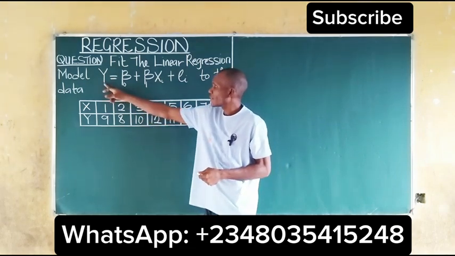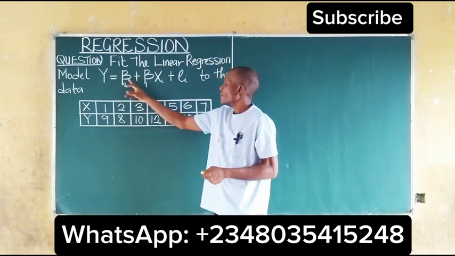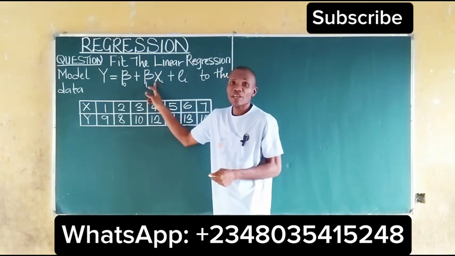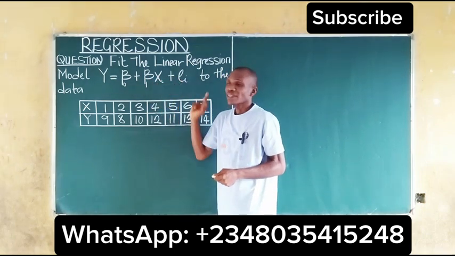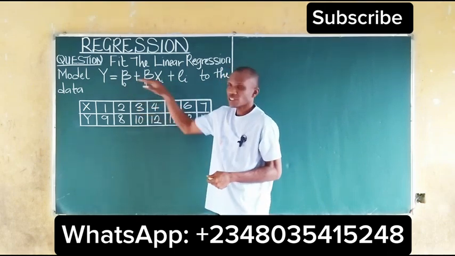Of course, we know that this is our yi, which is a dependent variable, while this is our slope and this is an independent variable, while this is the error term. So how do we fit this data to this model?